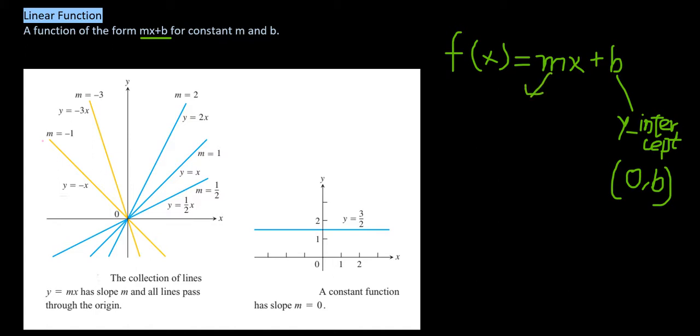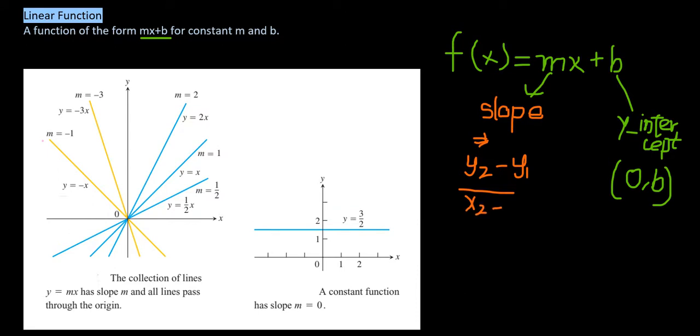Let me change the color. Slope of this equation, or you may say that the rise and the run of an equation, is determined by this slope, or you may find the slope by using the fraction formula that is equal to y2 minus y1 over x2 minus x1.